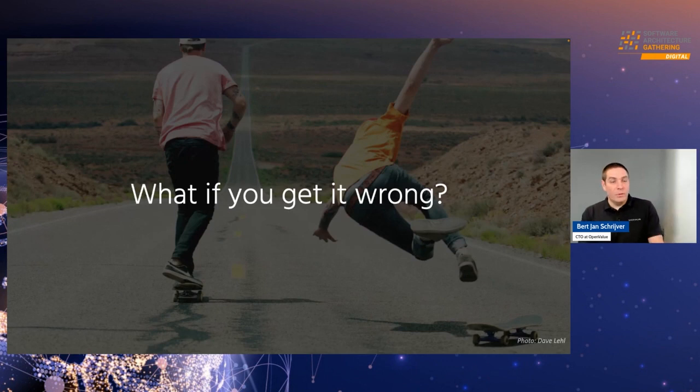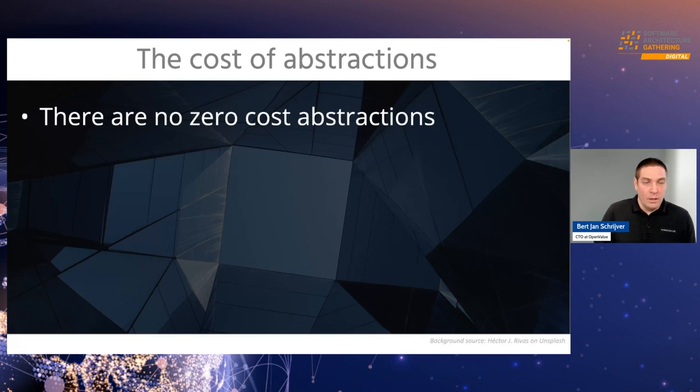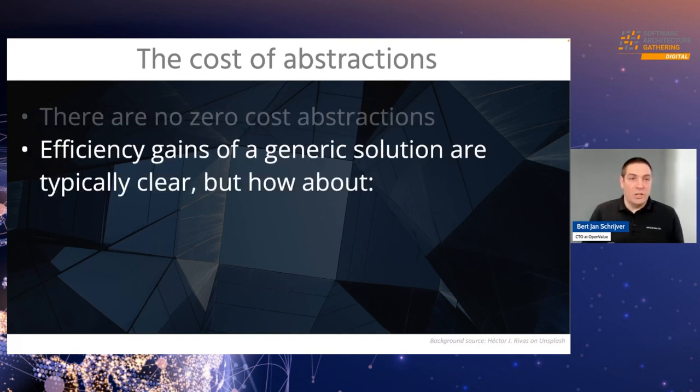So what if you get it wrong? What if you make the wrong choice? Well, if you get it wrong, you typically have made the wrong abstraction. Making stuff generic means abstractions. And there are no zero-cost abstractions. So everything you abstract has some cost or pain. So making something generic, that's typically clear.